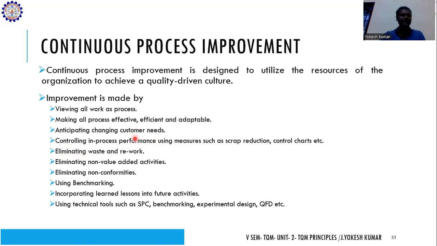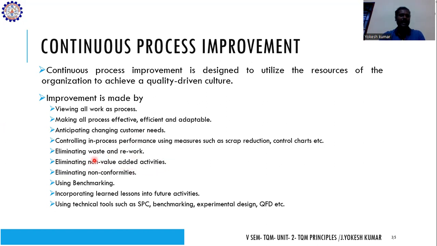Then, eliminating waste and rework. Waste and rework can be accumulated in the factory when we reject the components. So we have to reduce the rejection so that the waste and rework of rejected parts can be completely eliminated, which improves the performance of the industry. Finally, we can succeed in the business.